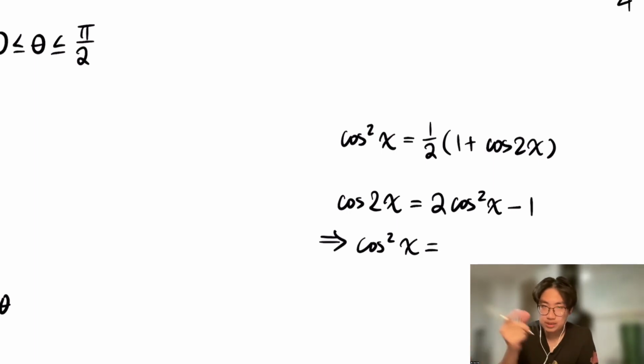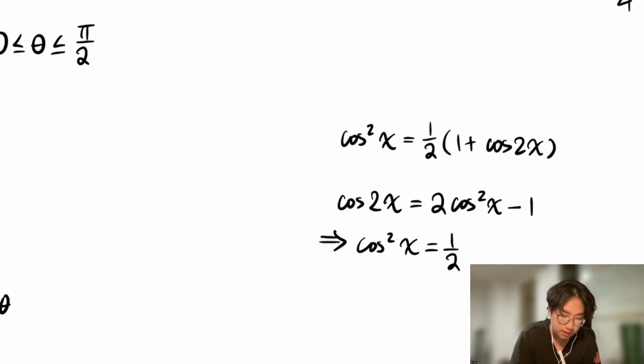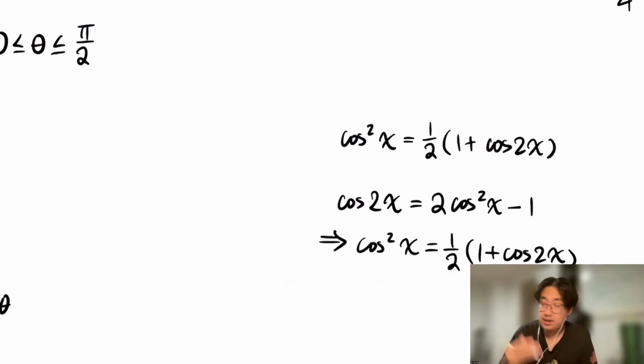And you do this by adding 1 to both sides, then dividing by 2. So you have 1/2 times, again, 1 plus cos 2x, or cos 2x plus 1, doesn't matter. So that's how you would derive it, even if you didn't memorize it.